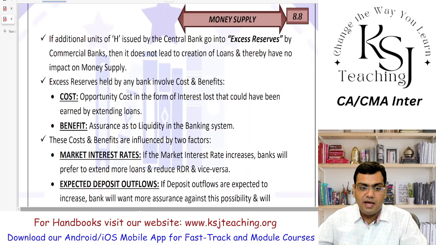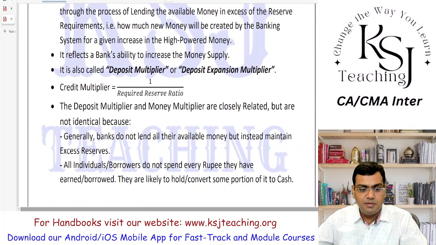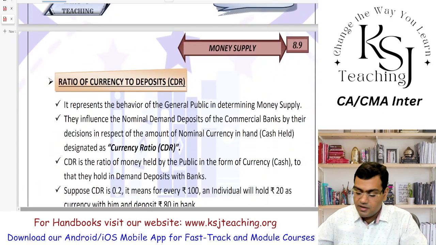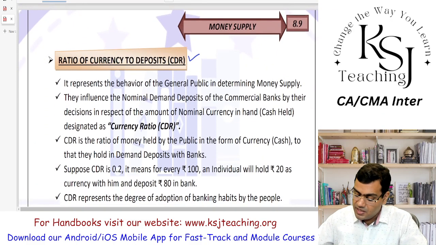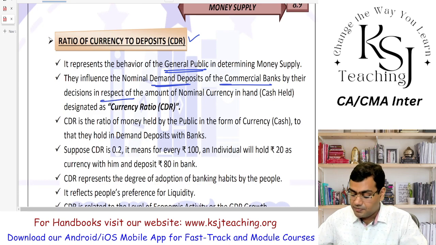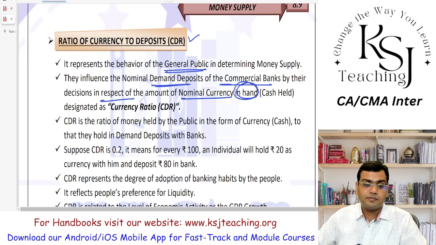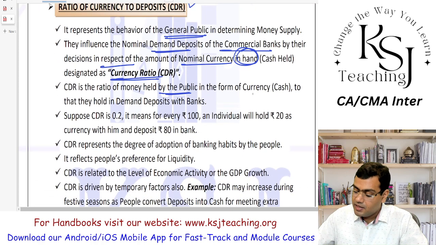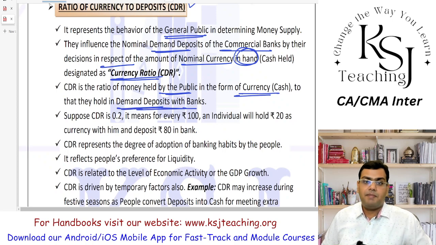So this I have discussed everything from here. Credit multiplier we have discussed. Then the ratio of currency to deposit, the behavior of the general public in determining the money supply. They influence the nominal demand deposits of the commercial banks by their decision in respect of the amount of nominal currency in hand, right? That is designated as currency ratio. It is the ratio of the money held by the public in the form of currency to that they hold in the demand deposits with the banks.